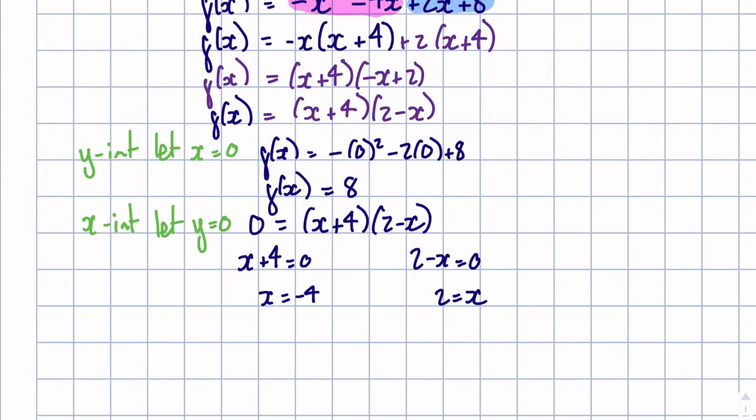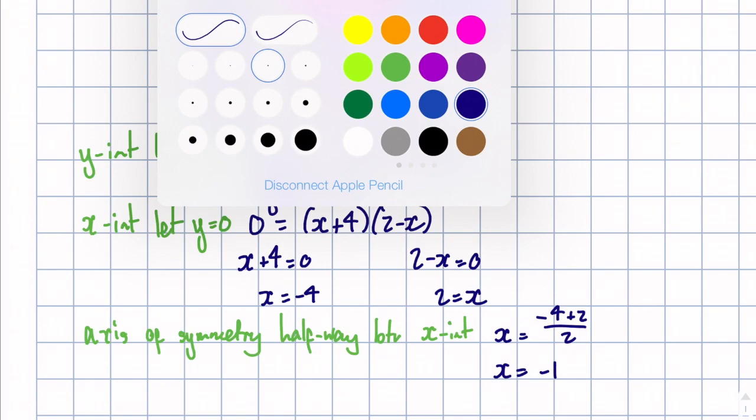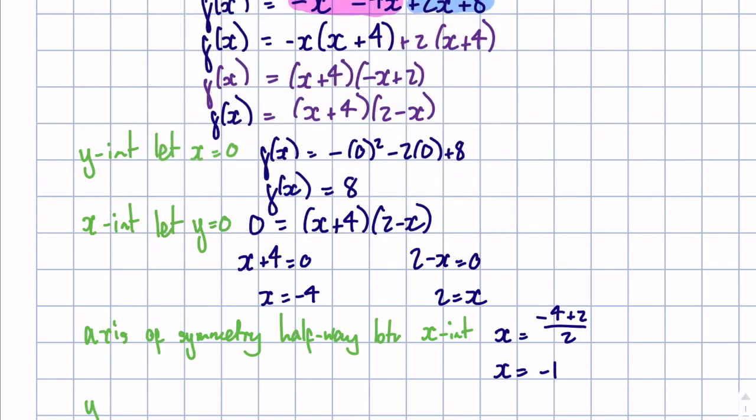Axis of symmetry. Again, you could have just gone for x equals minus b over 2a, or you can do halfway between x-intercepts, which is what I'm going to do. So to find a number halfway, you add them together and divide by 2. So the x equals, we've got this minus 4 plus 2 divided by 2. It's negative 2 over 2. It's going to come out as negative 1. Negative 1.